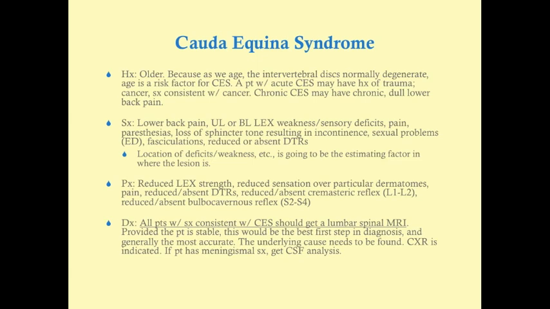So, if you stroke the glans penis or squeeze it, and then tug on the Foley catheter, what you should get is an anal sphincter contraction. If you don't get that, then that is consistent with damage to S2 to S4. And this, a lot of times, takes a really experienced clinician.